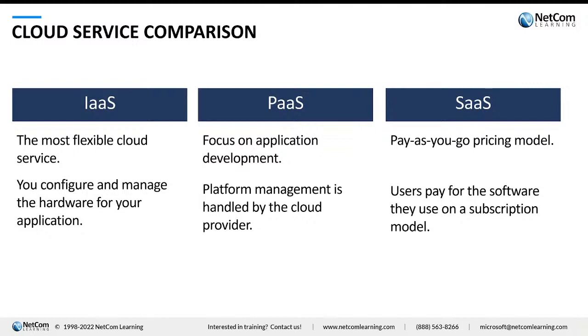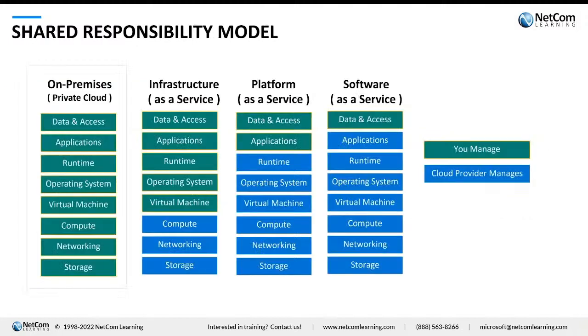So the next thing is platform as a service. This is focused mostly on application development. So as a developer, you'd build a VM, Visual Studio, or some other development platform on there and use that as a way for you to build and test out your environments. And then lastly, SaaS, or software as a service, is pay-as-you-go software utilization. And again, you pay for the software as you use it based on whatever subscription model that you have.